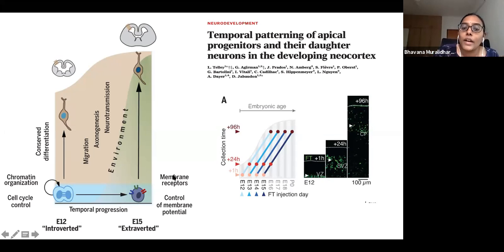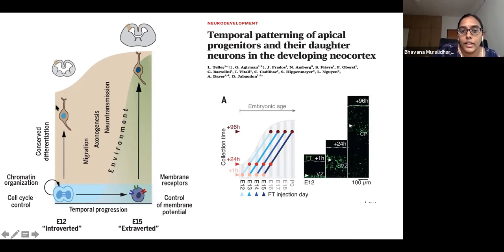And as time progresses, you have expression of membrane receptors, or the ones which control membrane potential, suggesting that by E15 the cortex starts to get inputs from the environment. For instance, inputs from the growing axons from other places, or inputs from the thalamus or things like that. So there could likely be an influence from the environment, and there you have a concomitant expression of membrane receptors and control of membrane potential.